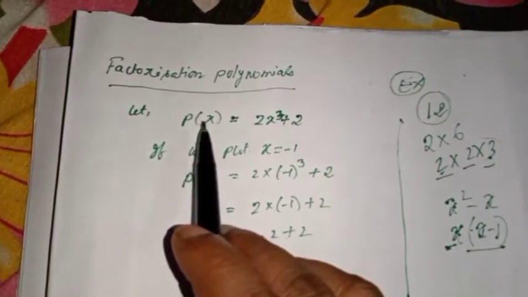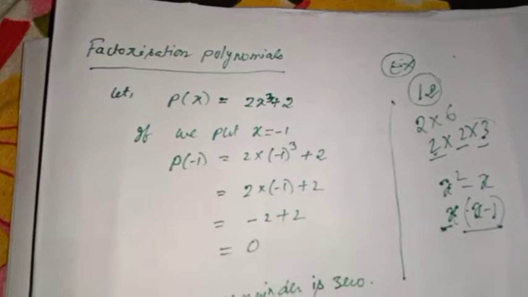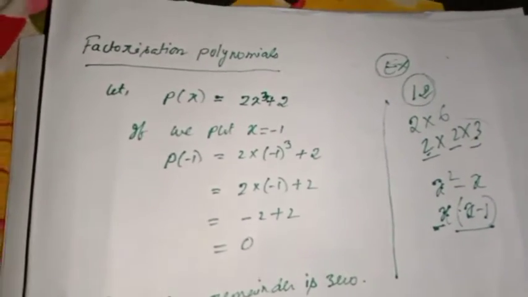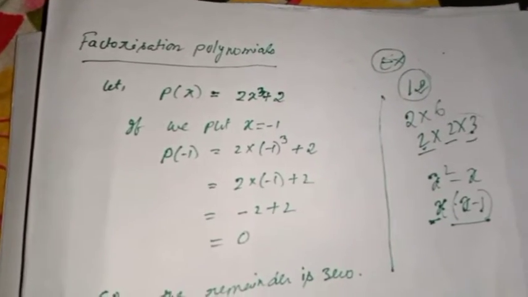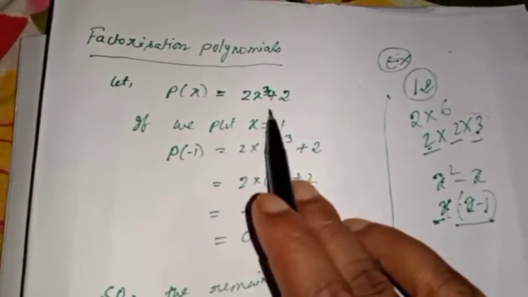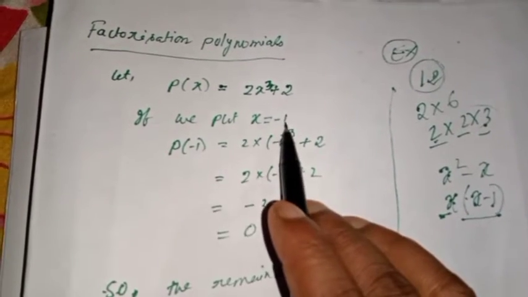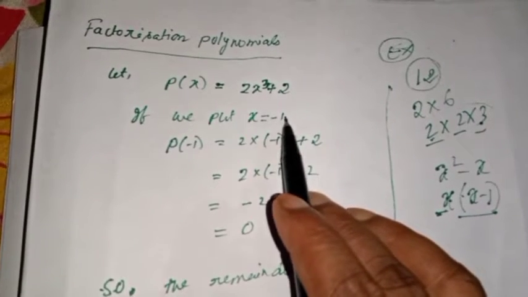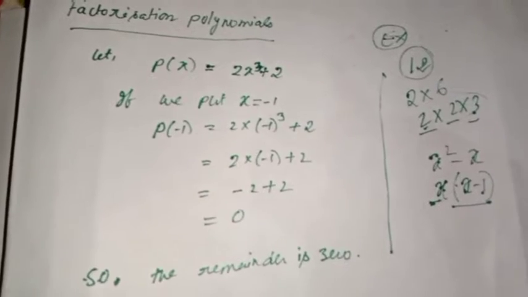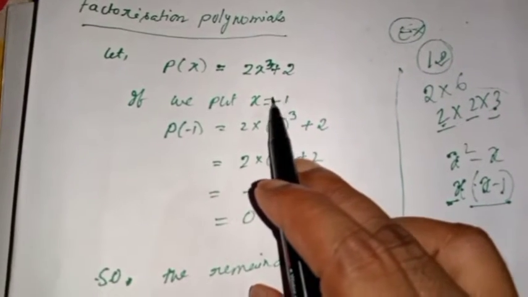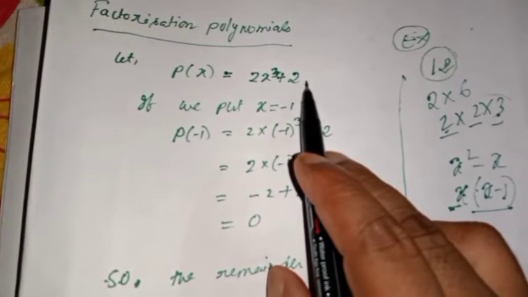Now suppose you have a polynomial p(x) equal to 2x cube plus 2. In factorization you can use the remainder theorem and the factor theorem. About the factor theorem I will tell you after some time. See this example: suppose p(x) is equal to 2x cube plus 2. If you put x equal to minus 1, maybe you are thinking why you need to put x equal to minus 1; this is just an example. You can put anything, but this shows for what value of x you will get the result 0. That is called a zero of the polynomial.